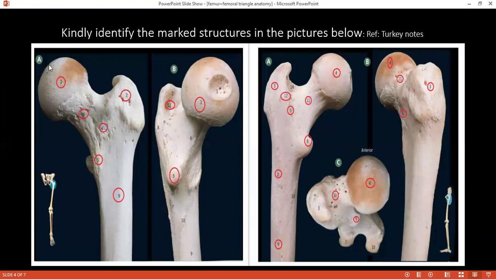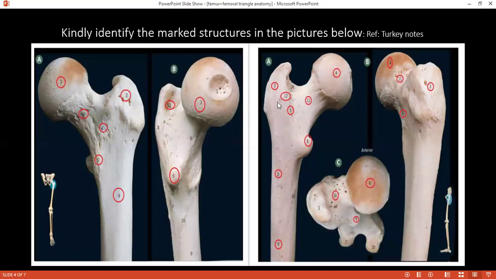Can you identify number 3, please? It's the head of the femur. Okay. If you can identify 6, please. Neck of the femur. 2, please. Greater trochanter. 4, please. Intertrochanteric crest. All right. 5, please. I'm not very sure. Maybe gluteal tuberosity. 9, please. 9 is surgical neck of the femur. 11, please. It's the trochanteric fossa.